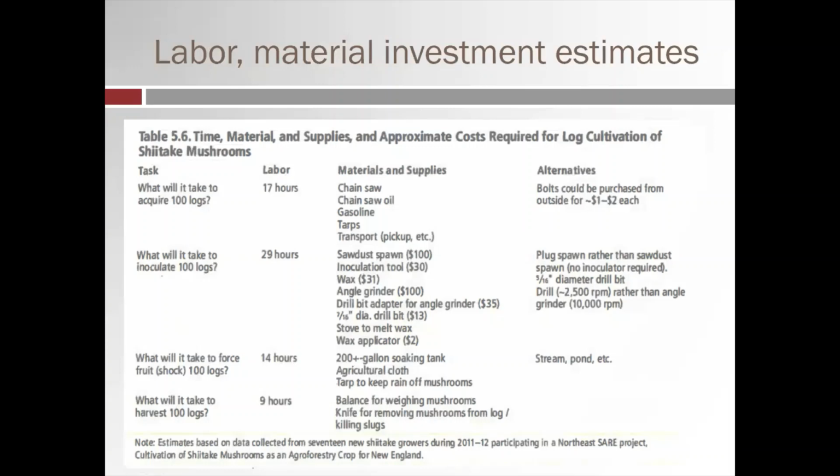These are just some labor and material investment estimates that Cornell came up with, such as what's it going to take to acquire 100 logs? They estimated about 17 hours. What's it going to take to inoculate 100 logs? 29 hours. You can see that the cost of what you're putting into it is not necessarily that high, but the labor can be.